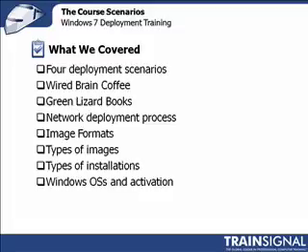We talked a bit about the different image formats that we have, WIM versus VHD image formats, the types of images. You're going to go with a thick image, a thin image, or a hybrid. My vote is always going to be hybrid. It's much easier to work with later on. Then we covered the types of installations, light touch installation versus zero touch installation. And you now know the difference between an LTI and a ZTI. And I finished up with Windows operating systems and activation and your mobile clients. That wraps up the course scenarios for Windows 7 deployment training.